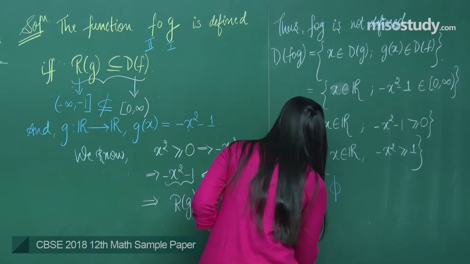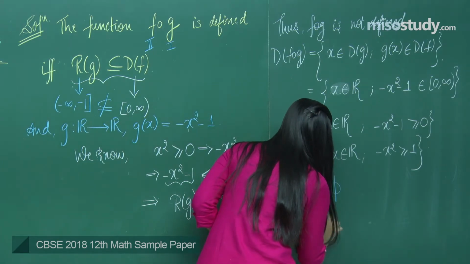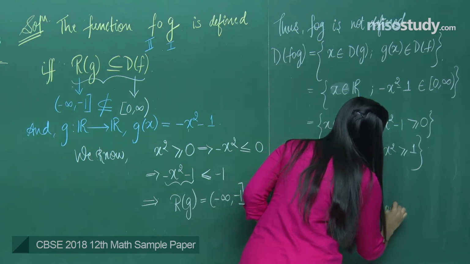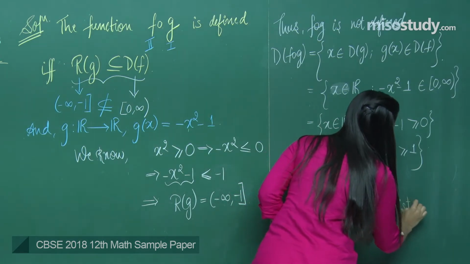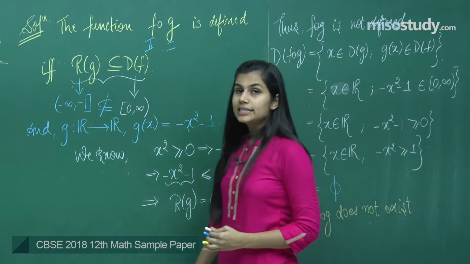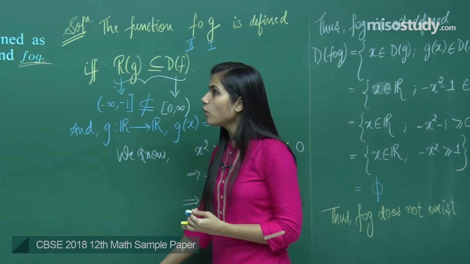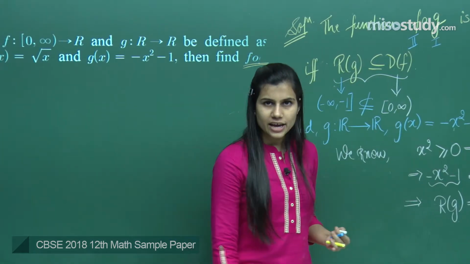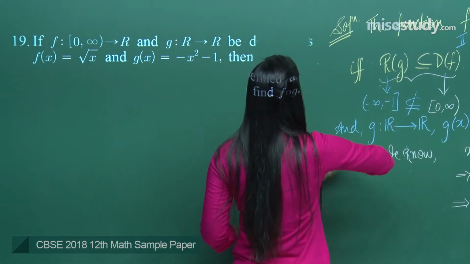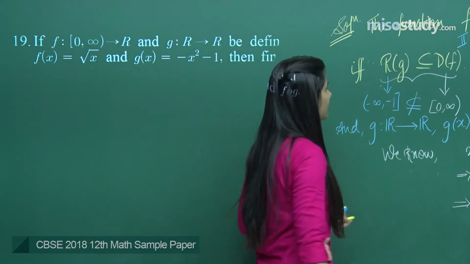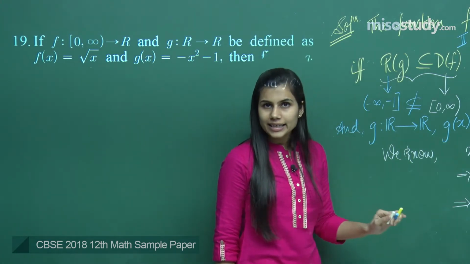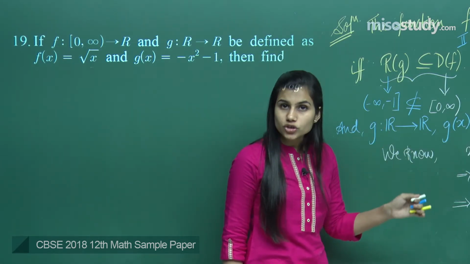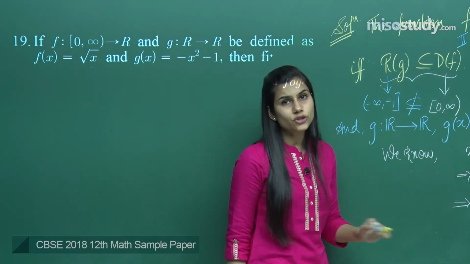So, FOG does not exist. If it is not even existing, how can you find what it looks like? Over here, the question was giving you an f, giving you a g and asking you to find FOG. Don't straight away start finding how FOG looks. You're going to get stuck. The first concept is to watch out whether FOG is defined or not.